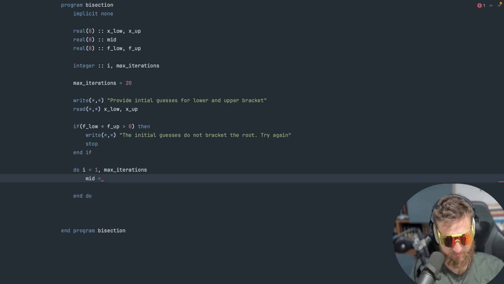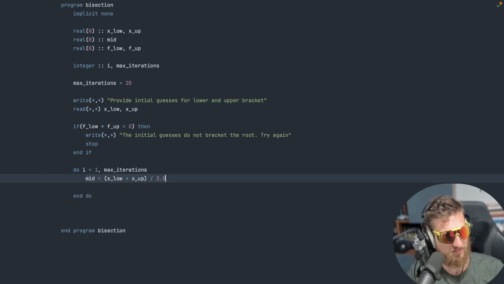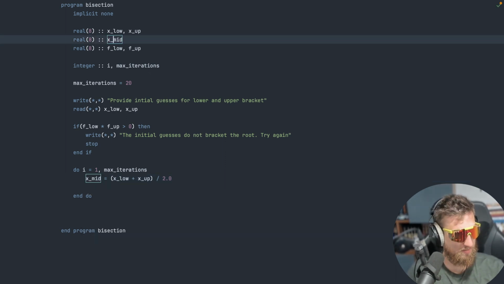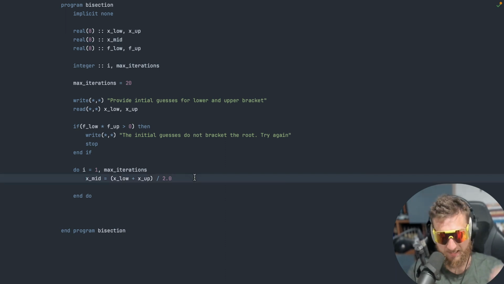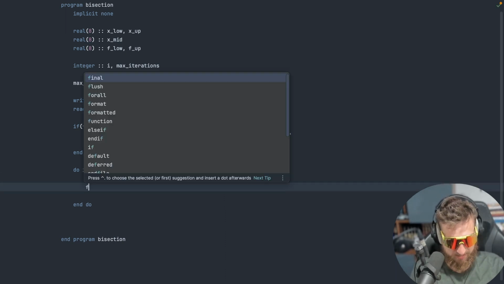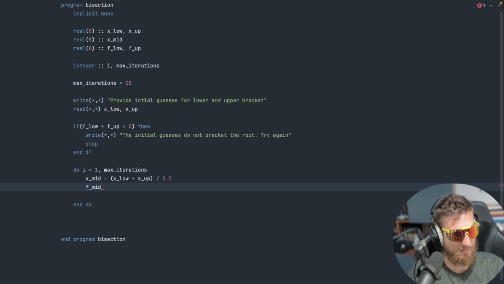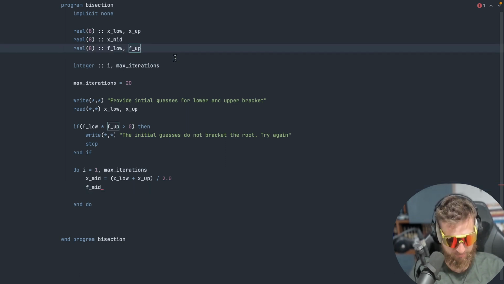So the midpoint is going to be x low plus x up, and we're going to divide that by 2. So that's our midpoint. You could almost call that x mid, right? Let's call that x mid just to be consistent. Then we're going to calculate f of mid. So I need to define that up here, f mid.